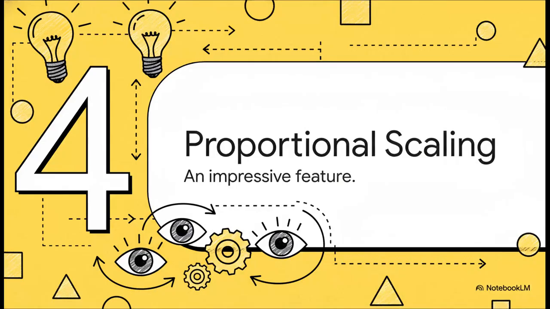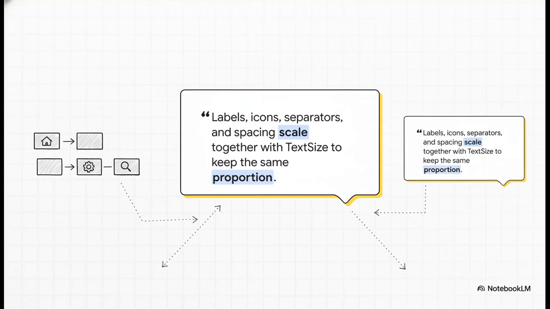Okay, the scrolling is cool, but now we're getting to what I think is the most impressive part of this whole component. We've seen that it's functional and responsive, but it turns out it's also visually brilliant. Now this is the key. When you change the text size, you're not just changing the font. Pay attention to this part. Everything scales together. The icons, those little arrow separators, even the empty space between the items. It all moves in proportion.